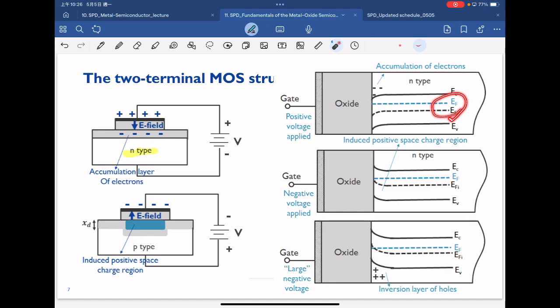So in this case, we need to apply the positive voltage to have the accumulation of electrons. So that's for the accumulation. And then we apply a small negative voltage that starts to induce the positive space charge region. So this is our space charge region.